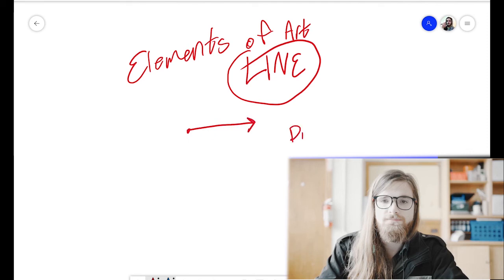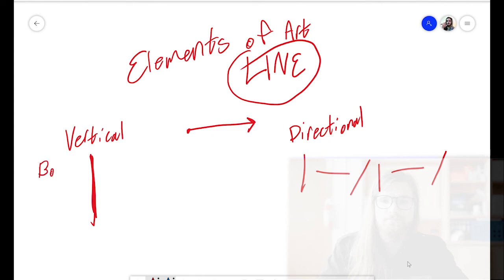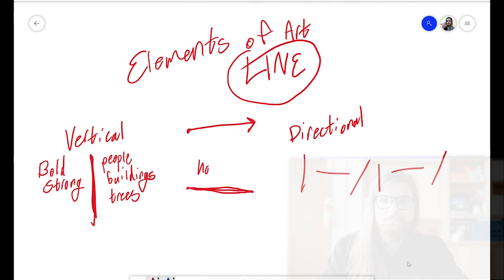We learned that line is the path of a moving point. We learned that directional lines are straight lines. All of these are directional lines, straight lines, okay? We learned that vertical lines are bold and strong. They're there to stay. They represent people and buildings and trees. And we have horizontal lines that represent the horizon.